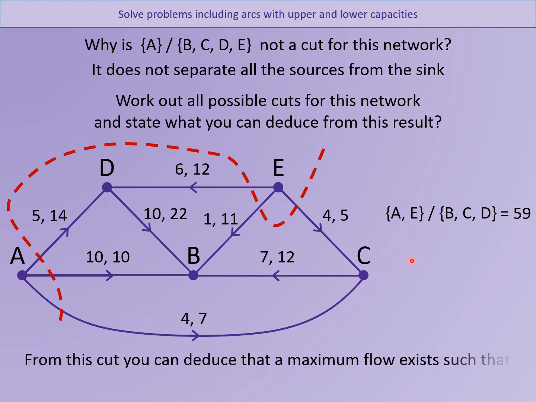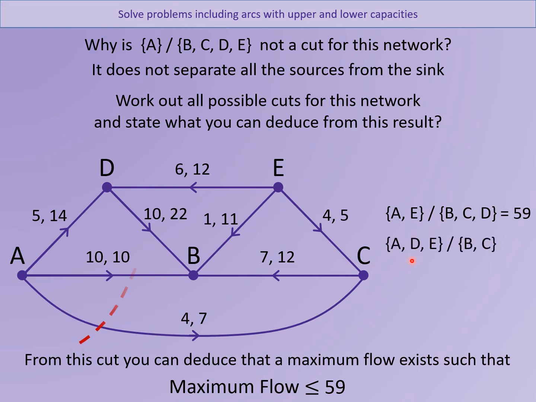You might have done the same order as me. But what else did I get? Like it says there, what can we deduce? We know that the maximum flow through the network is at most 59. You can't get anything bigger than 59. We know that for certain. You might get something less than 59, but we know we can't get anything bigger. So that's what we know so far from that cut. But hopefully we're going to find a cut that's smaller to reduce that down.